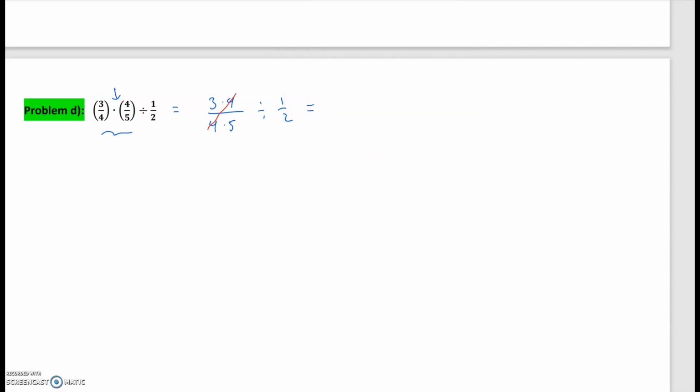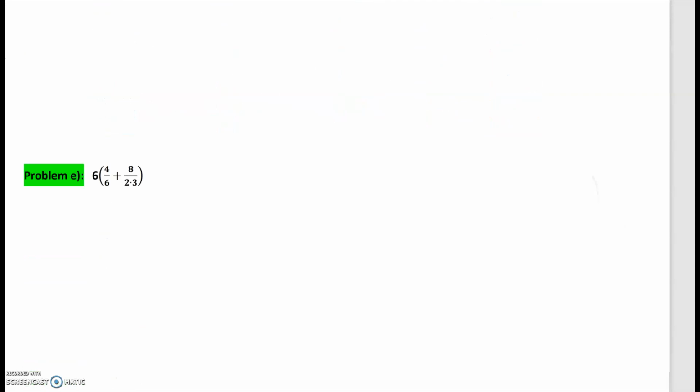So we're left with 3/5 divided by a half, which is going to give us 3/5 times 2/1, or 6/5. Let's move on to problem E.